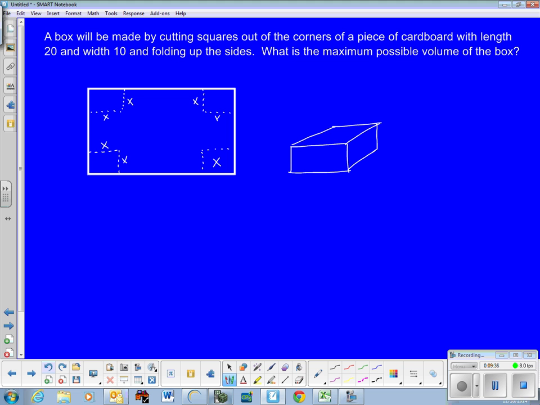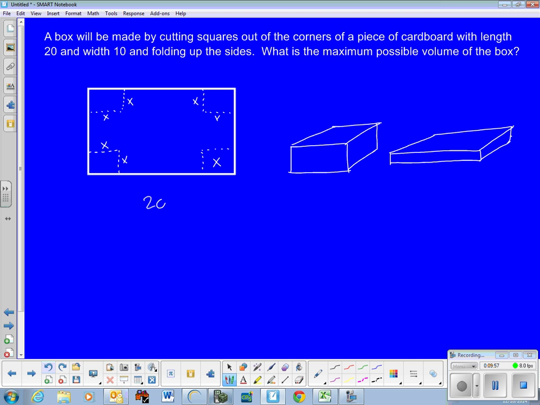So the question is, what's the best we can do for volume? Do I want to cut out a big X? Do I want to cut out a little x? You could make a variety. We could make a box that looks like this if we just cut out a little bit. So the question is, what rectangle is going to make the volume of this box the biggest?